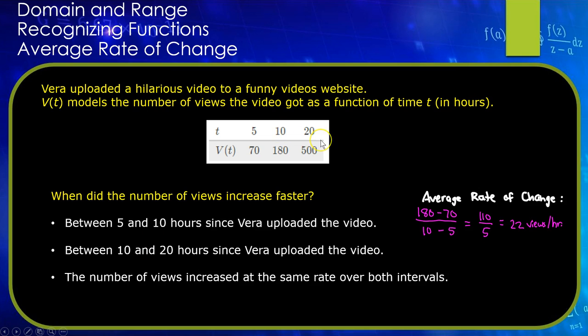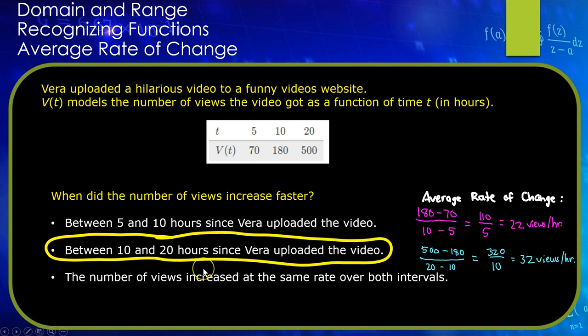Between hours 10 and 20, we have 500 minus 180 over 20 minus 10, which is 320 over 10, which is 32 views per hour. So we can see that the views per hour is increasing between these two intervals. It's going up by 10 additional views per hour. So obviously this would be the selection where they increased faster.